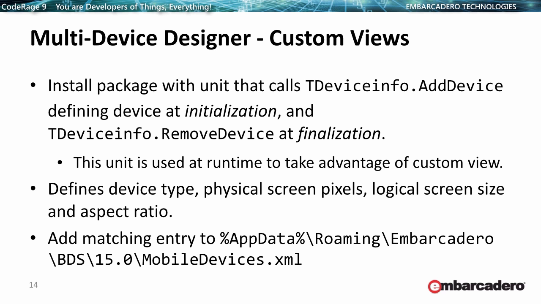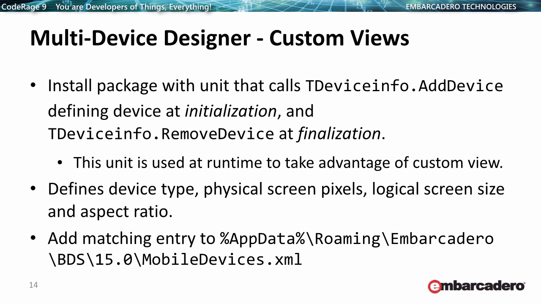Now it comes with a nice selection of default device views you can use, but if you want to add custom views, like for example, for the new Android Wear watches, you can certainly do that. And the information you need here, all you have to do is create a unit in a package that calls TDevice add info in the initialization section, and then in the finalization section removes that device. And so in add device, you're going to define what that device looks like. Then you also have to use that unit at runtime. So that's really important, that the unit that defines that device needs to be used by your application at runtime so that you're able to define that device you're going to use.